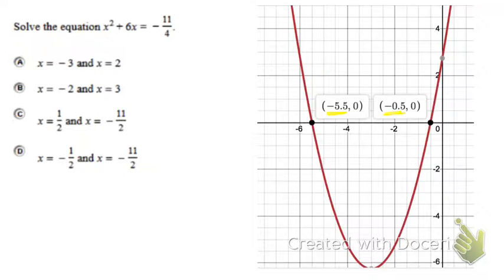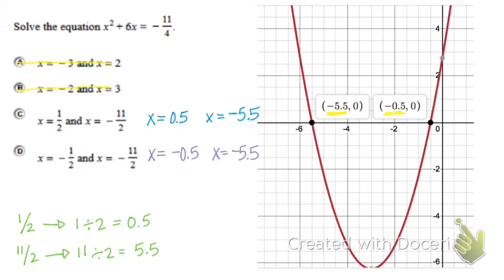So we know the answer is not A, and it's not B, but for C and D, we need to convert those fractions to decimals to see which one is the answer. So remember, to change 1/2, for example, to a decimal, you do 1 divided by 2. So we see that these fractions equal 0.5 and 5.5. So now let's convert each of these choices, the fractions, to decimals, paying particular attention to the negative signs. And when we do that, we can see the answer clearly is D.